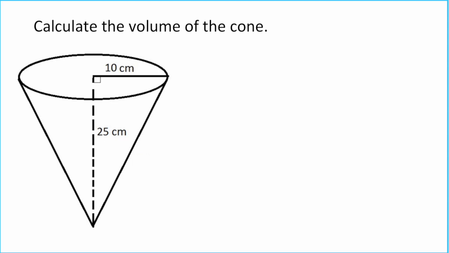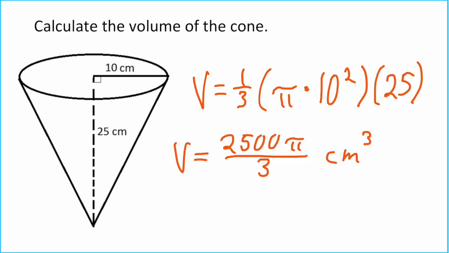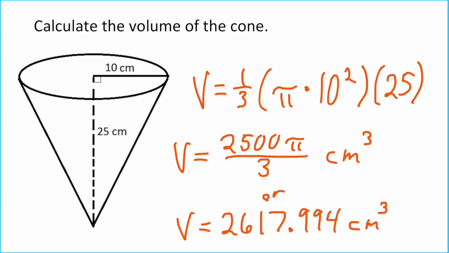Okay, next problem, find the volume of this cone. So our setup this time is 1/3 times pi times 10 squared times the height of 25. That leaves us with 2,500 pi over 3 cubic centimeters. Now, since we have a fraction here, you could leave it like that. That's the exact answer. But this is a time where maybe it's good to go ahead and put this in the calculator and get a decimal answer. Your final decimal answer is 2,617.994 cubic centimeters.